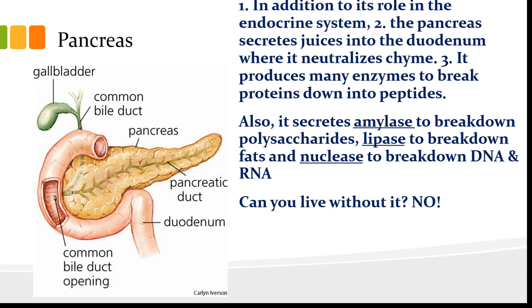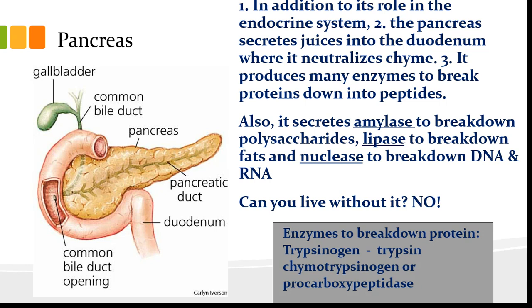Can you live without your pancreas? Absolutely not. It is absolutely essential. You can't even live without part of it. You've got to have it, okay? And in fact, I meant to mention to you that when your liver is inflamed, it's called hepatitis, usually caused by a disease, either a virus or something like that, even a toxin. But when the pancreas is inflamed, we call it pancreatitis, right? And it oftentimes can result in pancreatic cancer, which is really, really, really bad.